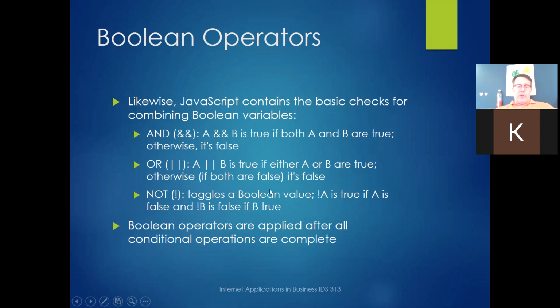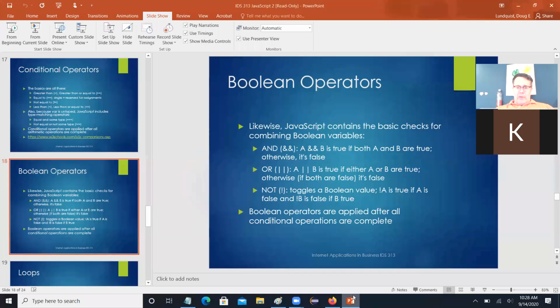Otherwise, they're all false. You also have a not operator, which toggles a Boolean value. So not A is true if A is false, and not B is false if B is true. Whatever the current true or false of A or B is, not just gives you the opposite. And these Boolean operators get applied after all your conditional operations are complete. So again, let's use a password example.